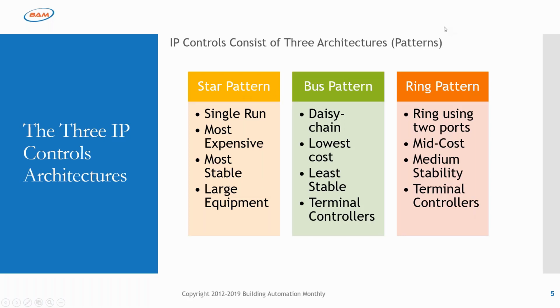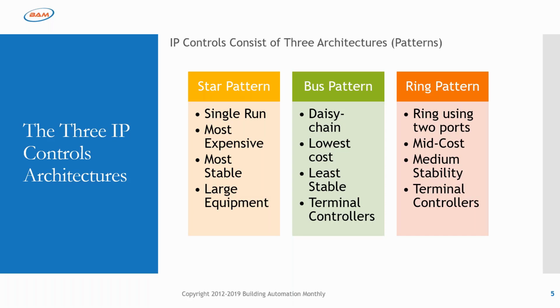I like to call these patterns because patterns are things that you can implement again and again and again. And those are the star pattern, the bus pattern, and the ring pattern. So we're going to go through each one of these, and then we're going to start looking at our design process. Okay, so the star pattern, this is a single run.